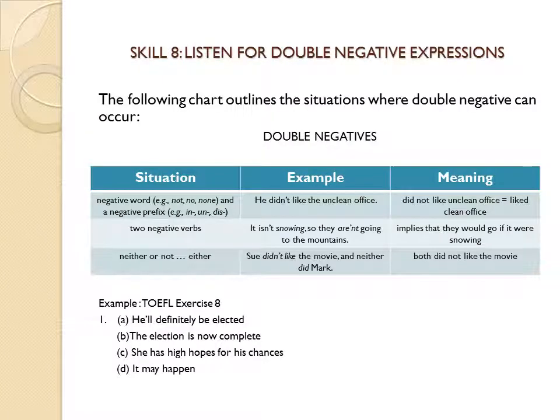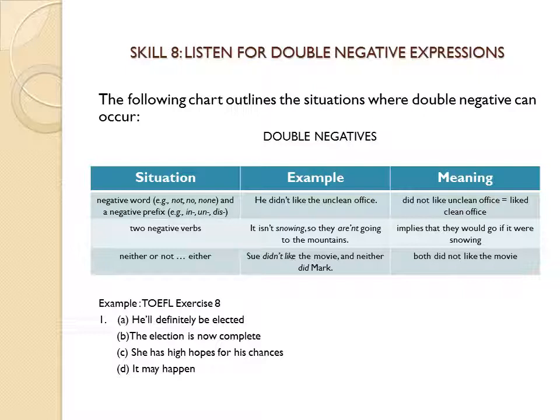For the next, skill 8. Listen for double negative expressions. The following chart outlines the situations where a double negative can occur. Double negative situation, negative word. For example, not, no, none, and a negative prefix. For example, in, and dis.